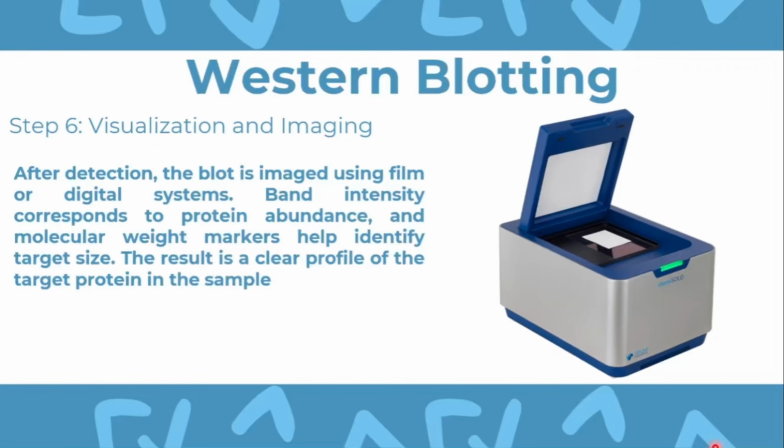Now, after detection, the blot is imaged using film or digital systems, and the band intensity corresponds to protein abundance. So, the more intense a band is, the higher the amount of that protein is on the membrane.